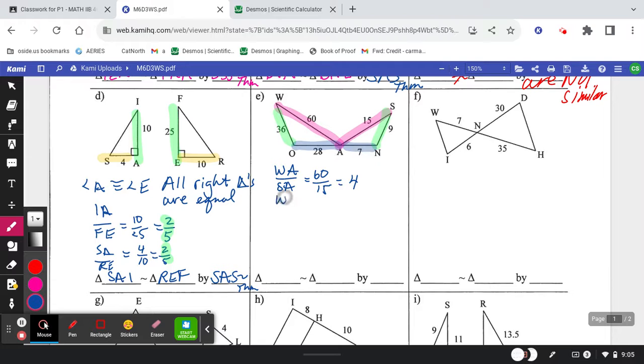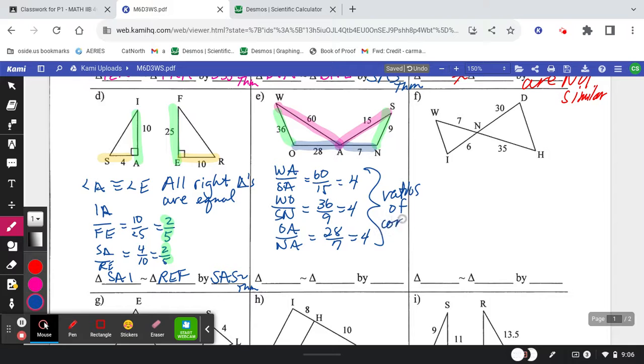Next, I'm doing green side. WO is to SN. Also a 4. And then the blue side. OA is to NA. Also a 4. I have ratios of corresponding sides are equal. So I have enough for side side side similarity theorem. So WOA is similar to SNA.